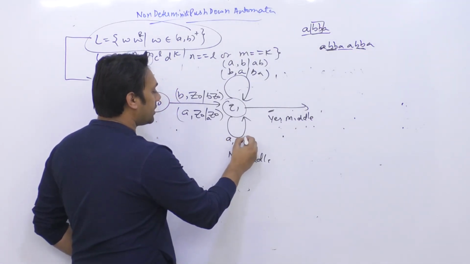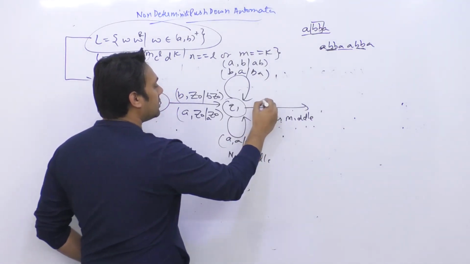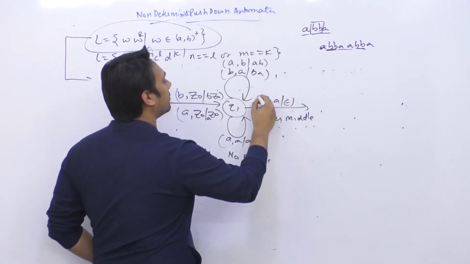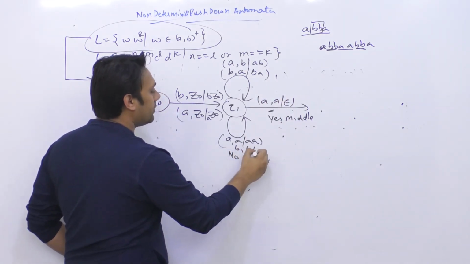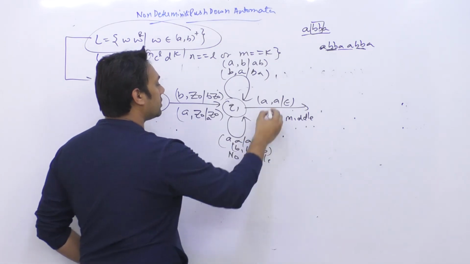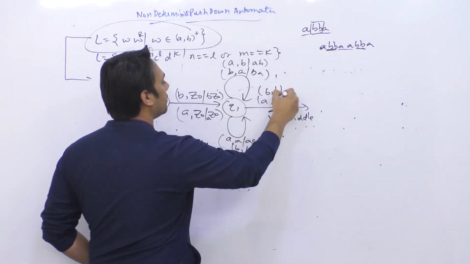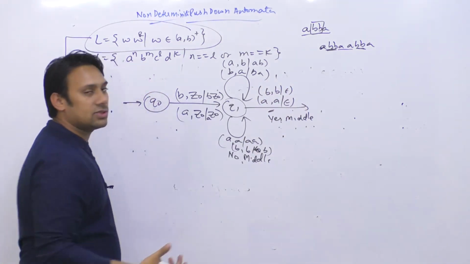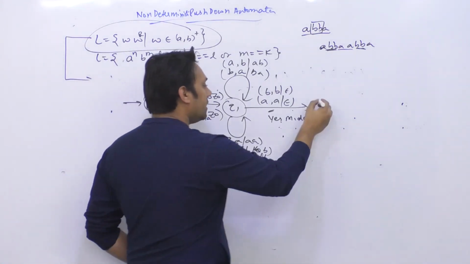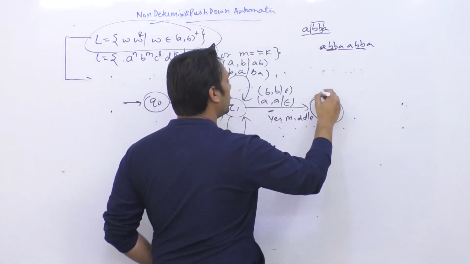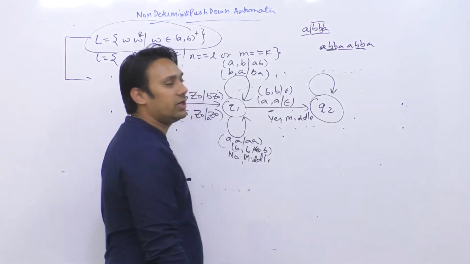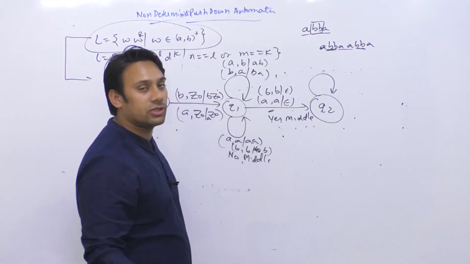So if the symbols are matching, she is going to insert here, and she is going to remove the symbol from here. She is going to insert here, and she is going to remove the symbol from here. So on the same string, she is going to do two different operations. And then she can go to the state Q2, and here every time, because she assumes that the middle point has arrived, she is going to remove all the symbols from the stack.